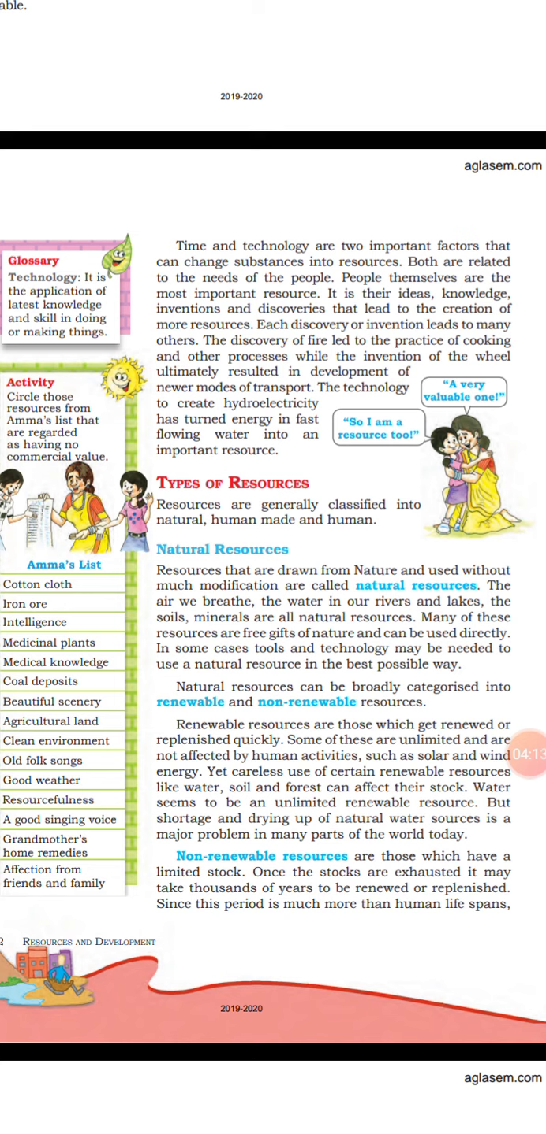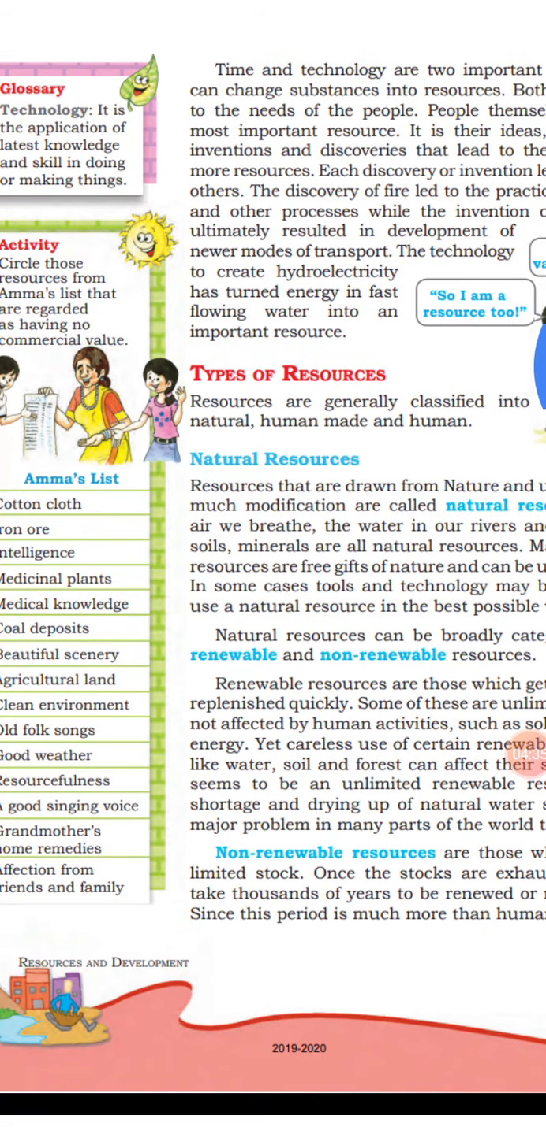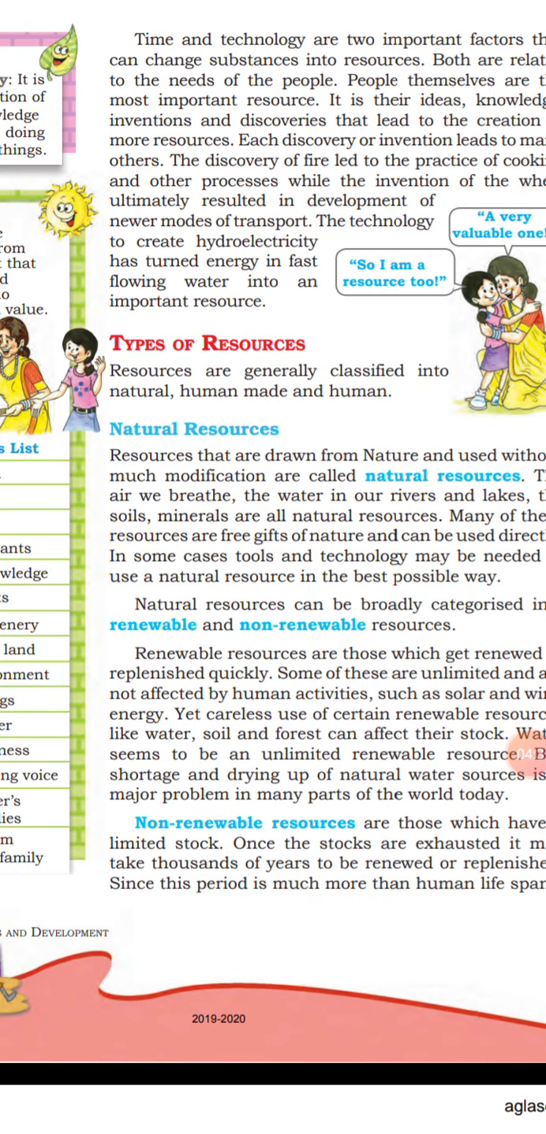What did you understand by the natural resources? The resources which are drawn from nature and used without much modification are known as natural resources. In these natural resources, we are able to categorize them in two sectors. Number one, renewable, and number two, non-renewable. These terms we will discuss later on.